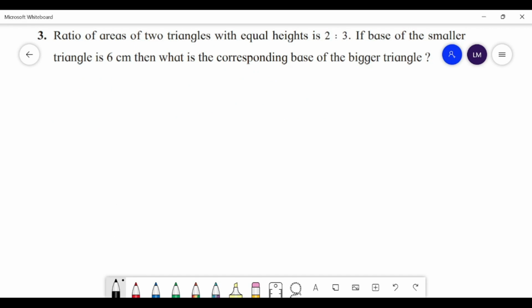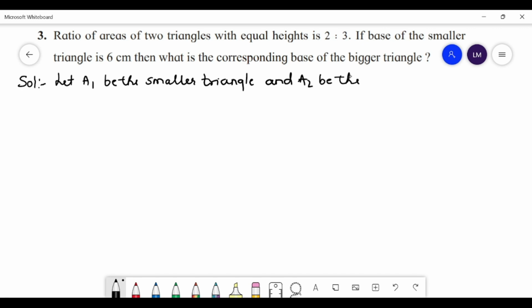The ratio of areas of two triangles with equal heights is 2:3. If base of the smaller triangle is 6 cm, then what is the corresponding base of the bigger triangle? So solution will write. Now here two triangles are given. So let A1 be the smaller triangle and A2 be the bigger triangle.